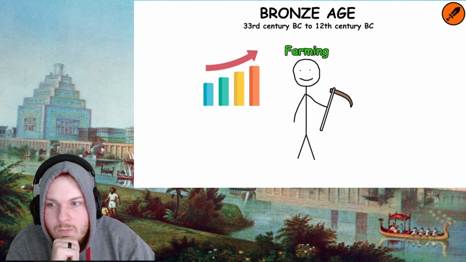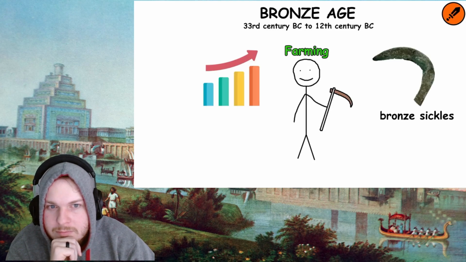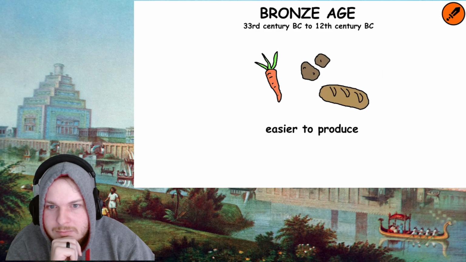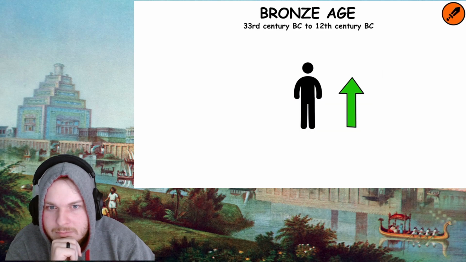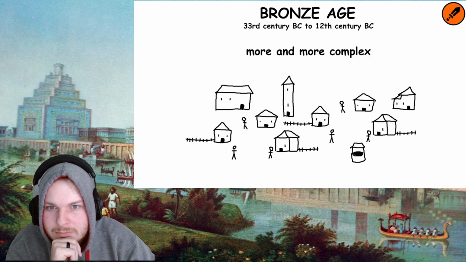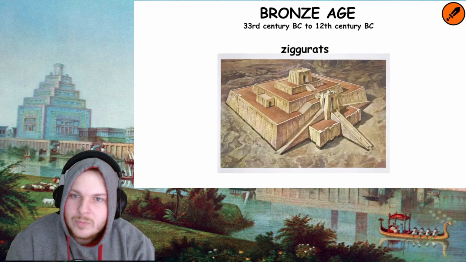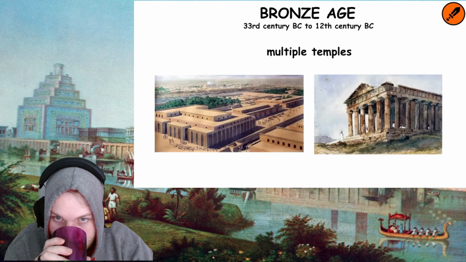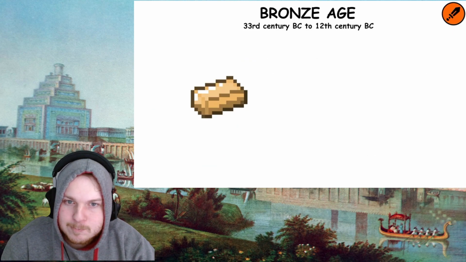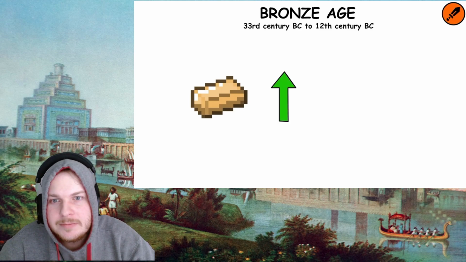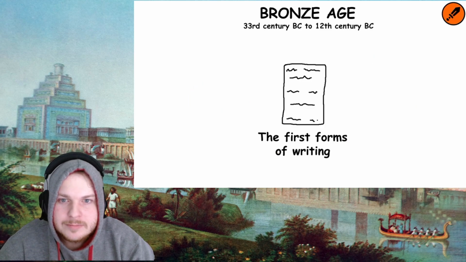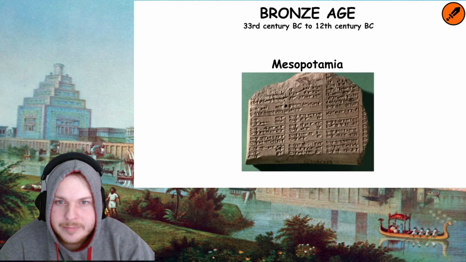Farming was also much quicker and more efficient, thanks to bronze sickles and irrigation. Food was much easier to produce, which made the population grow and cities expand, becoming more and more complex. Big, majestic buildings, such as the ziggurats, the pyramids, and multiple temples were made in the Bronze Age. Bronze also made it possible to upgrade ships, which enabled humans to trade. The first forms of writing developed in Mesopotamia and Egypt.